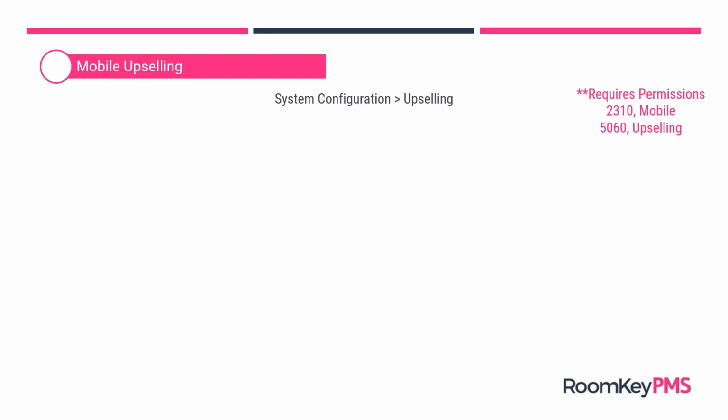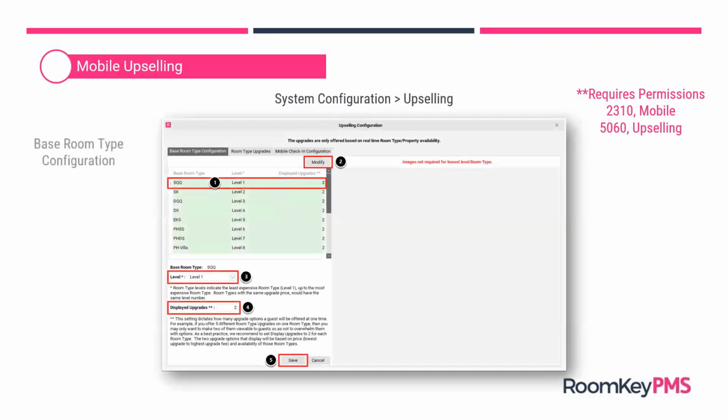Once you've enabled both of these permissions on your clerk ID, you can then access the upselling module, which will appear on screen similar to this. Now, in order to completely configure your upselling offers, you do need to go through a series of steps that are represented by the tabs along the top. We'll start with this first tab, which is the base room type configuration.